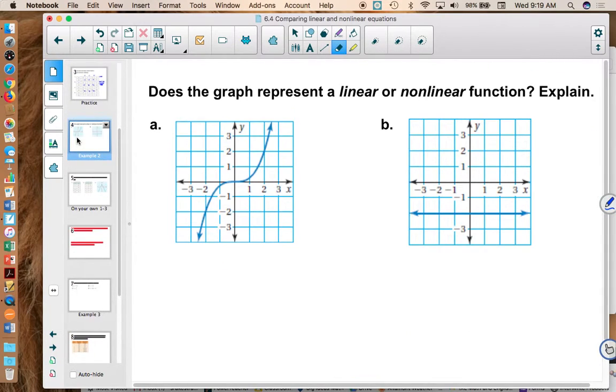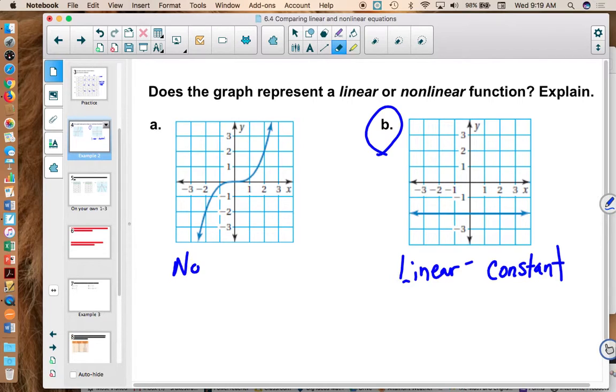Two graphs. Which one is linear? Which one is linear, Natalie? B. Linear. Why? Constant rate of change. Good. A is very obviously not a line, is it? Looks like we're going traveling, doesn't it? So this A is definitely non-linear.